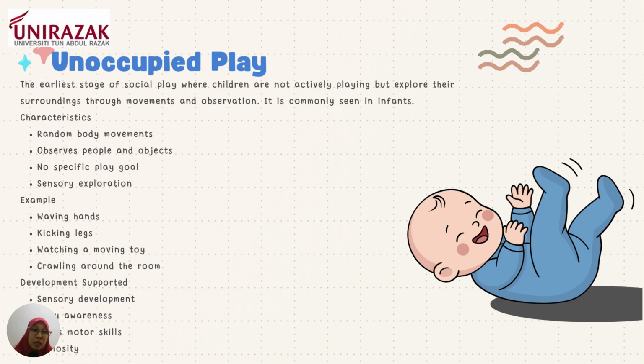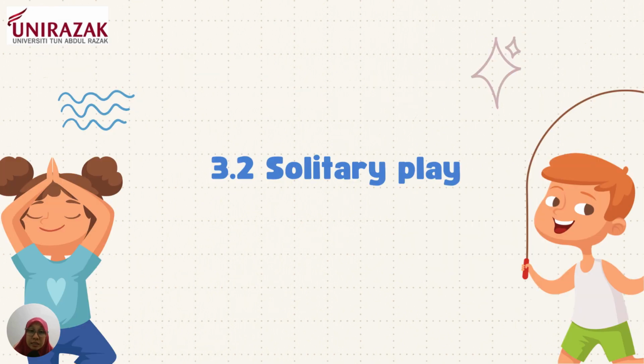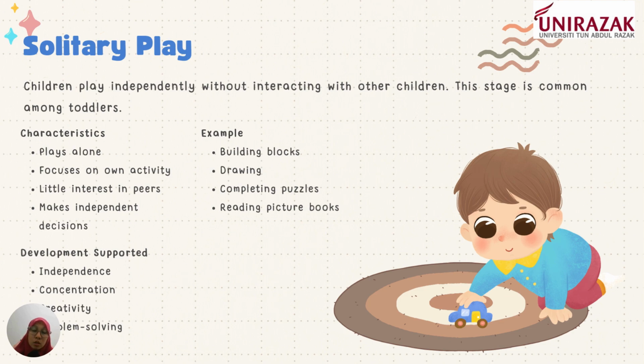which is very important for their development. Then moving on to the second stage of play, which is solitary play. Solitary play is when the child plays alone. They're not playing with other kids at this time still, which is completely normal for a toddler.